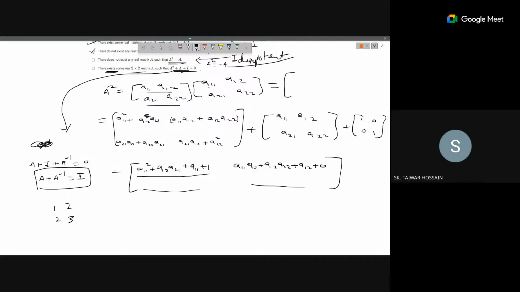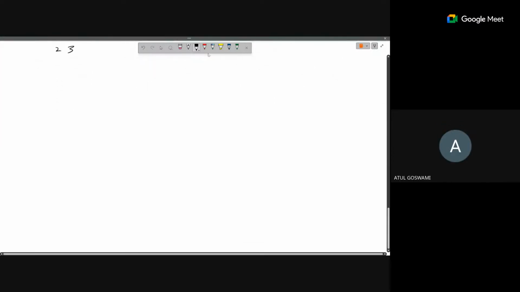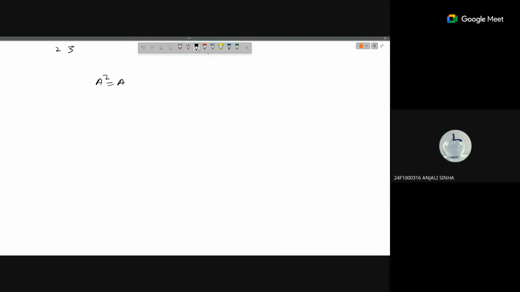Sir, I have a question regarding this idempotent matrix. In our course material, there was no mention of idempotent matrices before this activity, right? So how are we going to approach this question without prior knowledge of idempotent matrices? Sir, please complete that last option. Yes, I will complete that in this solution also.